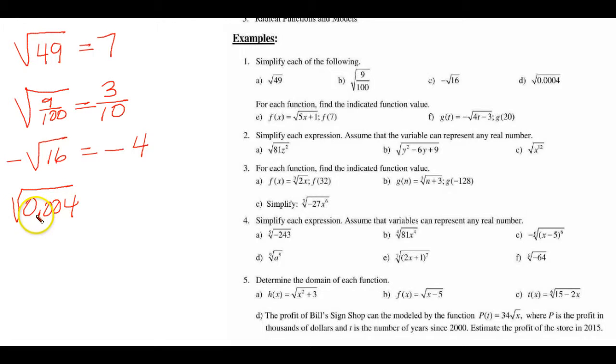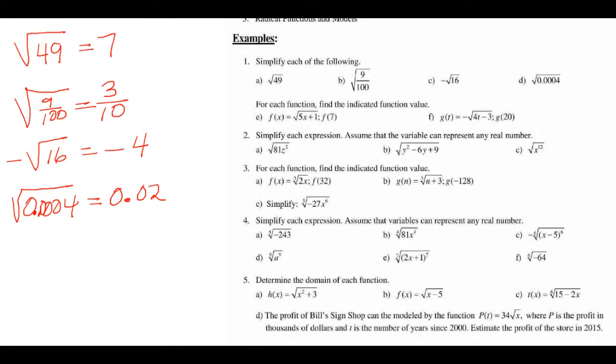Now here we need to have, do I have enough decimal places there? No, I need one more 0 actually. There we go. I needed 3 there. So 4 decimal places. So that will be 0.02. All right, so these were relatively easy.